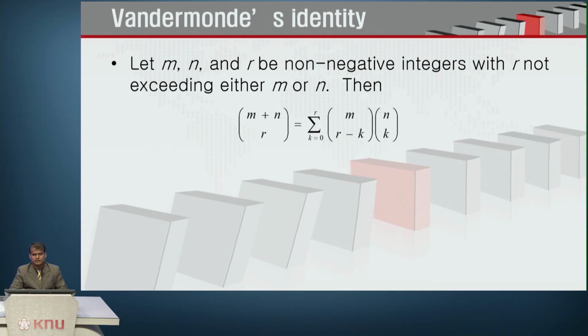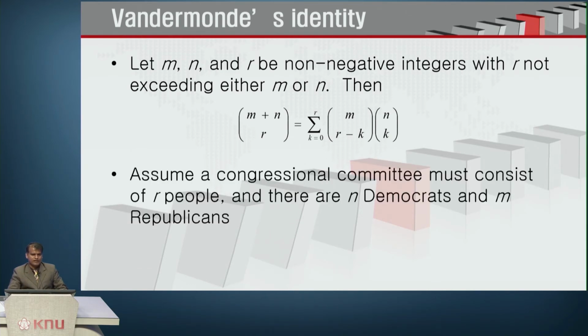So now let's look at this simple Vandermonde identity, where we can say: let m, n and r be non-negative integers, with r not exceeding either m or n. Then you have m plus n choose r equals the summation k equals 0 to r of m choose r minus k times n choose k.